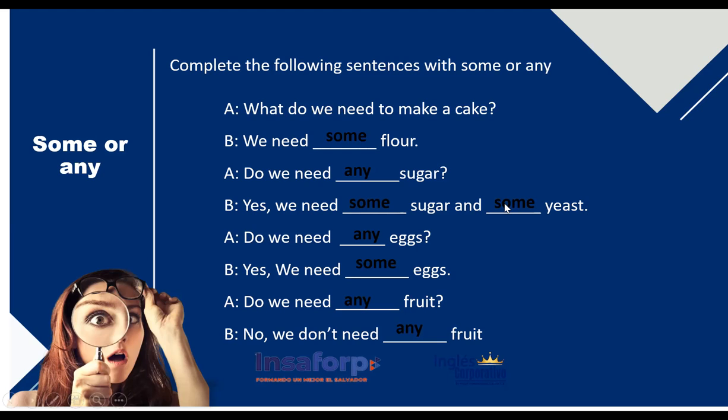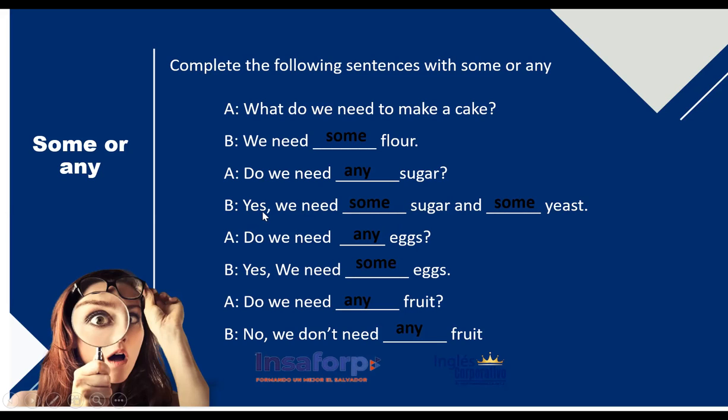No, we don't need any fruit. And the question, teacher. What's your question? In the second letter B, why some in the two? Oh, yes. Yes, we need some sugar and some yeast. Necesitamos algo de azúcar y necesitamos algo de levadura to make a cake. Yeast is levadura. So the positive answer tells us that we use some for everything we want to describe. Yes, in this case it is an affirmative sentence. We need some sugar and some yeast.